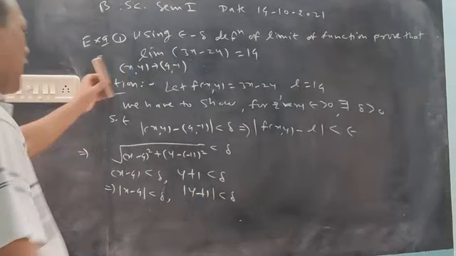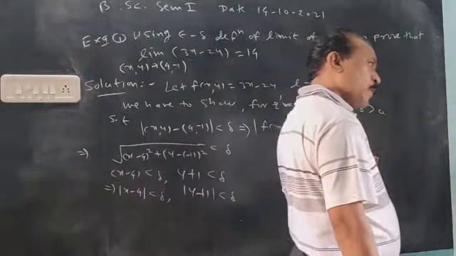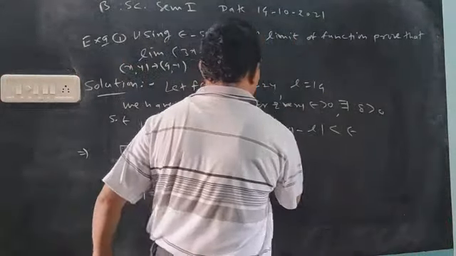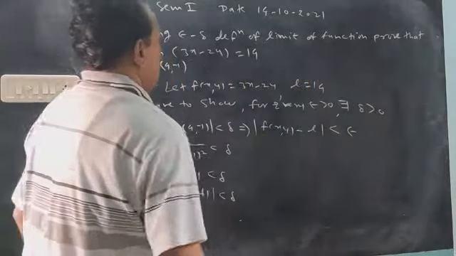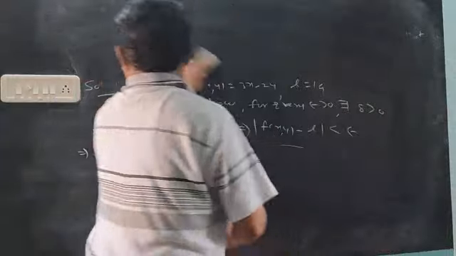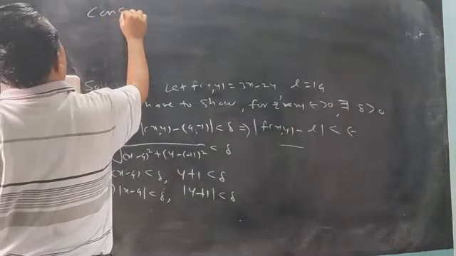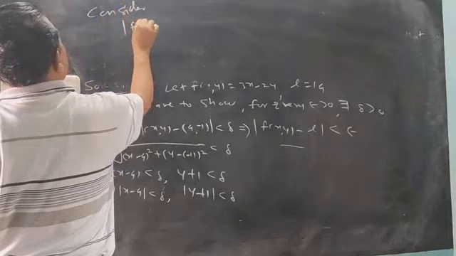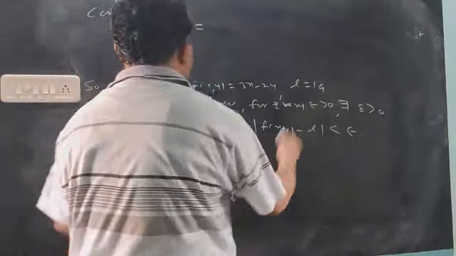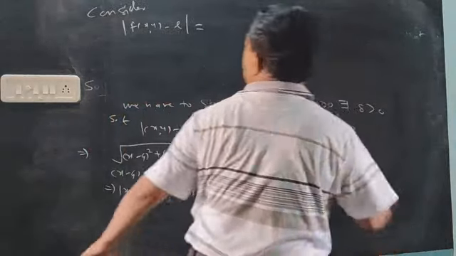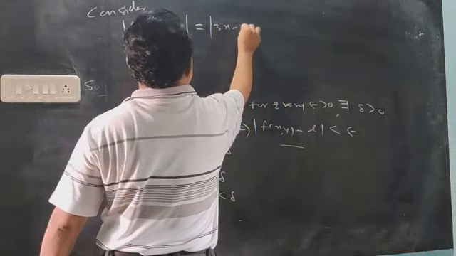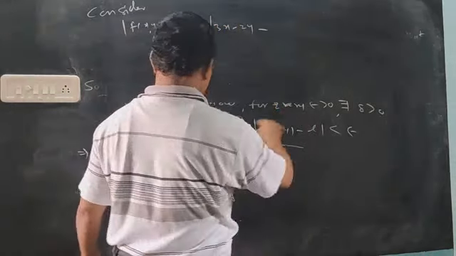This is known to us from the left side, it is given to you, and this you have to show: it implies this is less than epsilon. So consider function minus limit, f of (x, y) minus the limit, and finally show it is less than epsilon. Then the proof is complete. So the function here is 3x minus 2y, the limit is 14.